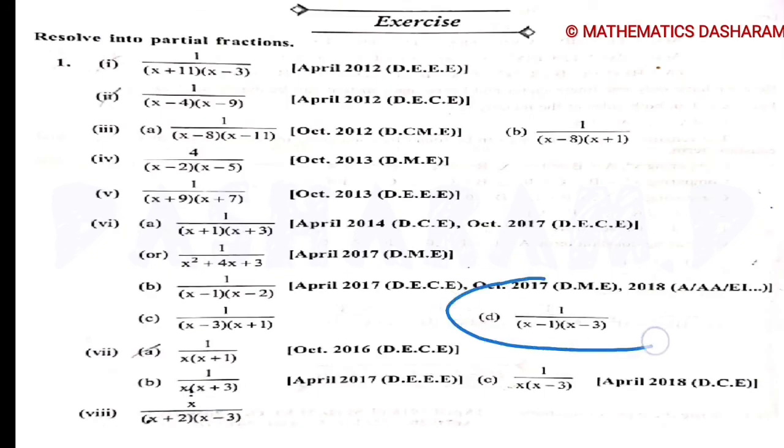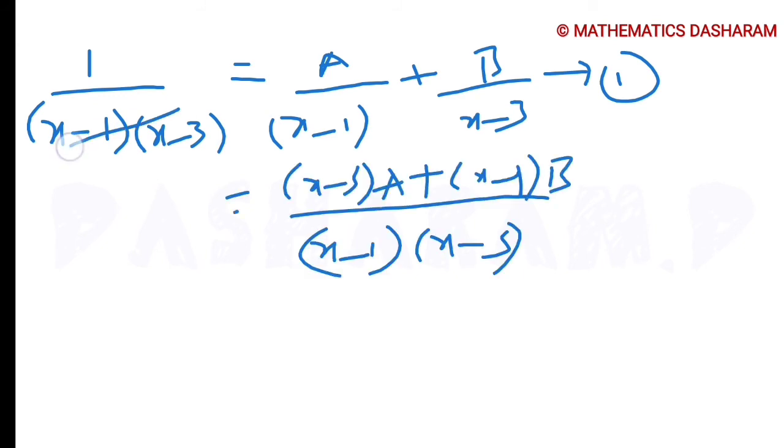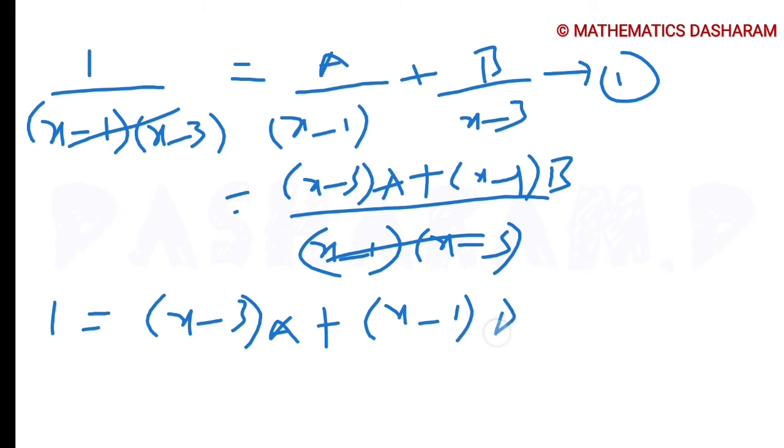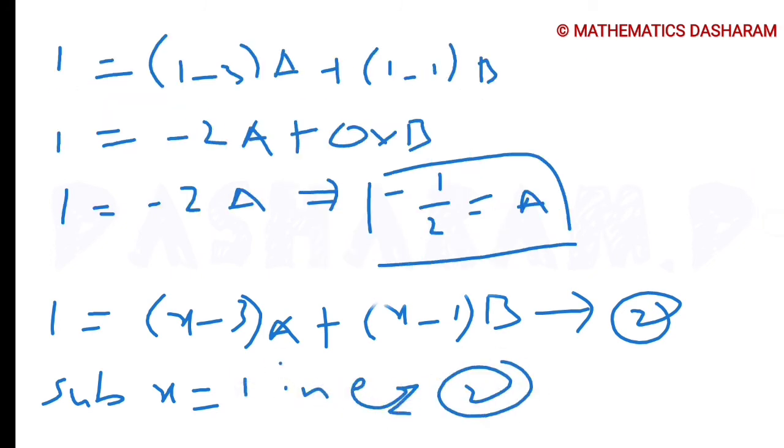So the next question is d, 1 by (x - 1) into (x - 3). So here the denominator has non-repeated linear factors. So here it is equation 1. Now take the LCM. So now cancel the denominators and equate the numerators. 1 equals (x - 3) into a plus (x - 1) into b. Take it as equation 2. Substitute x equals 1 in equation 2 to get the a value. So the a value is -1 by 2.